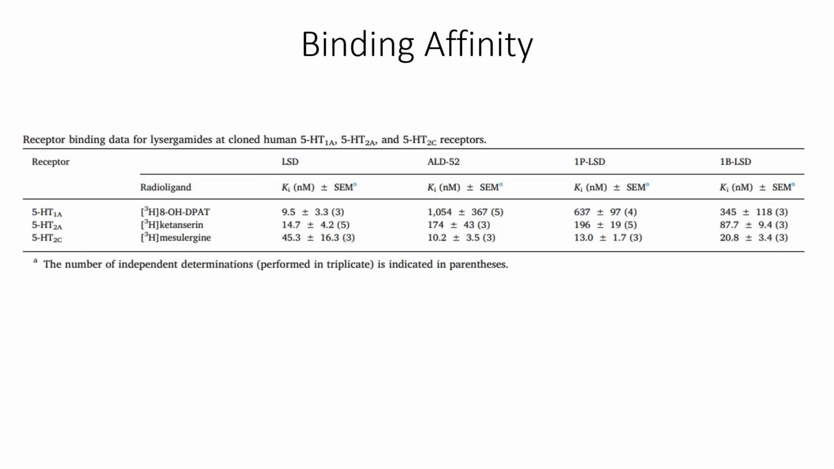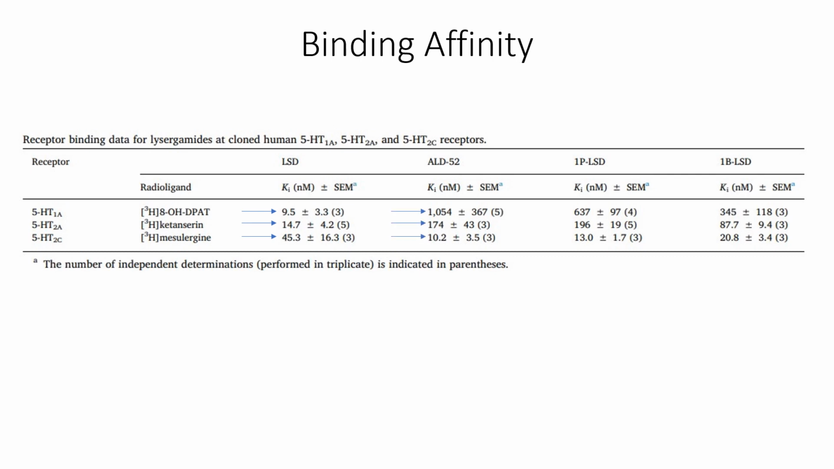Let's now take a look at the binding affinity of LSD, ALD52, 1p LSD, and 1b LSD. At the serotonin 1A receptor, LSD has a Ki, or binding affinity, of 9.5 nanomolar, which isn't a particularly strong interaction between a drug and a receptor. But we should note that binding affinity doesn't necessarily correlate to the efficacy or potency of a drug. At the 2A receptor, we have 14.7 nanomolar. This is a weaker interaction. And at the 2C receptor, we have an even weaker interaction at 45.3 nanomolar.